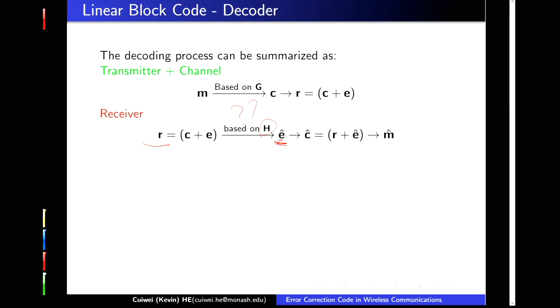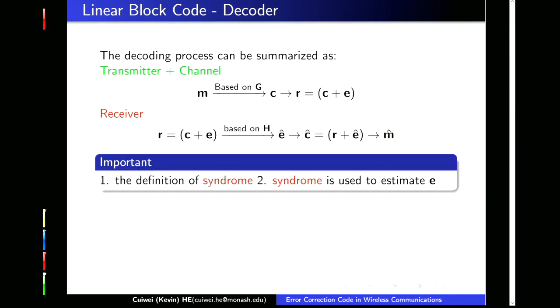After we estimate the error vector, we can estimate the code word using this basic calculation. And from the estimated code word, we can further estimate the message sequence, because each message sequence has a unique code word, so the relationship is unique. These two steps are very straightforward. The question is how we are going to use the parity matrix and the received sequence to estimate the error vector. I'm going to use an example to explain.